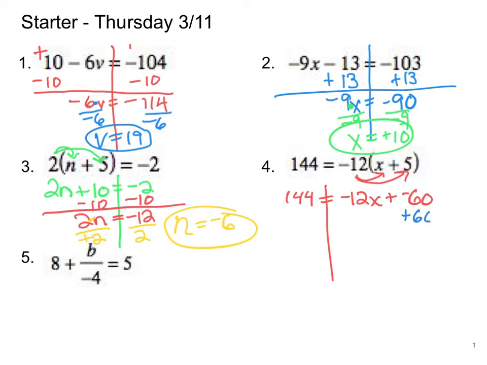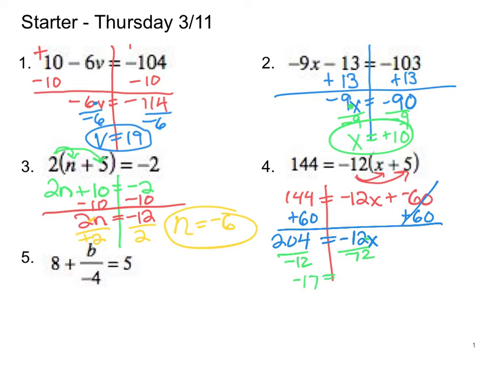We're going to add 60 to both sides. We're going to get negative 12x equals, so 144 plus 60 is 204. Negative 12 and x are multiplying each other, so we're going to divide by negative 12. 204 divided by negative 12 is negative 17, because negative 12 divided by negative 12 makes a 1.